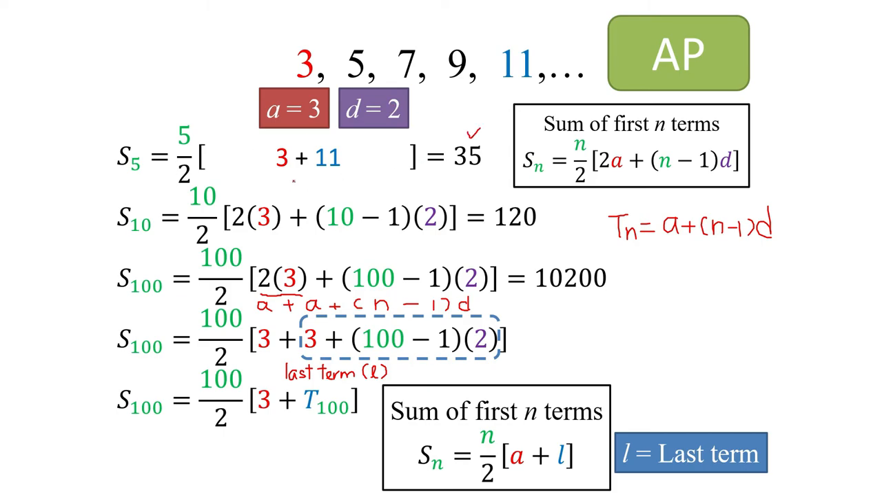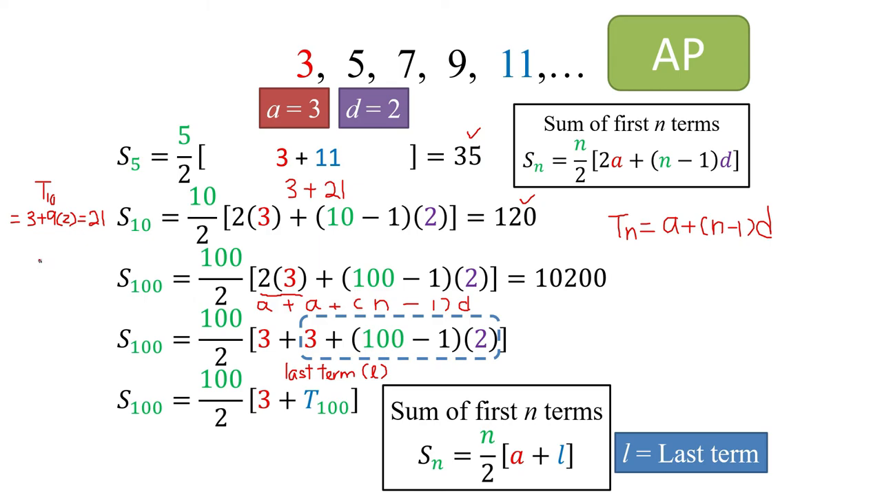Okay, let us look at the second one. S10. So which means the last term is T10. But since we do not know what is T10, maybe we can find it first. T10 is equals to a plus n minus 1 d, which is 21. First term plus the last term. Okay, 3 plus 21 is 24. 24 divided by 2 is 12. 12 times 10 is 120. Correct?